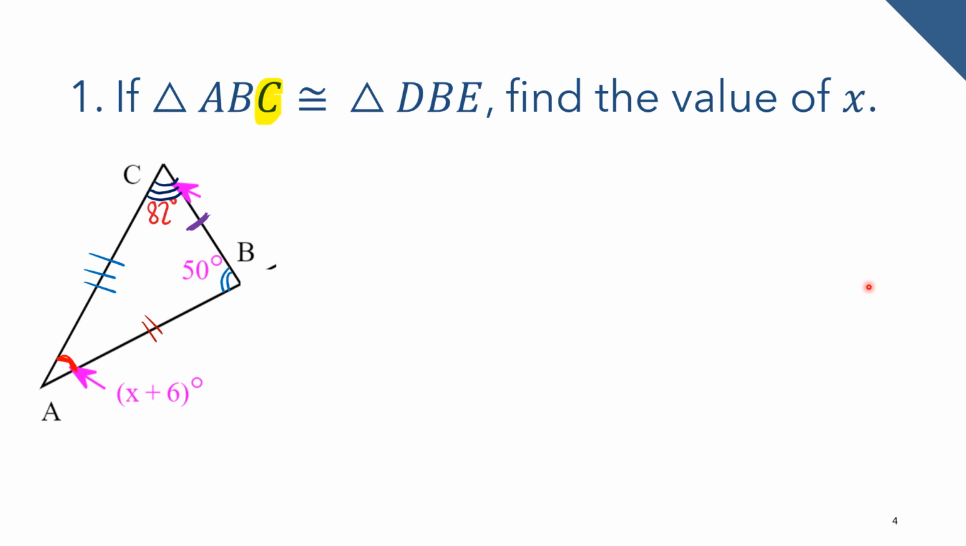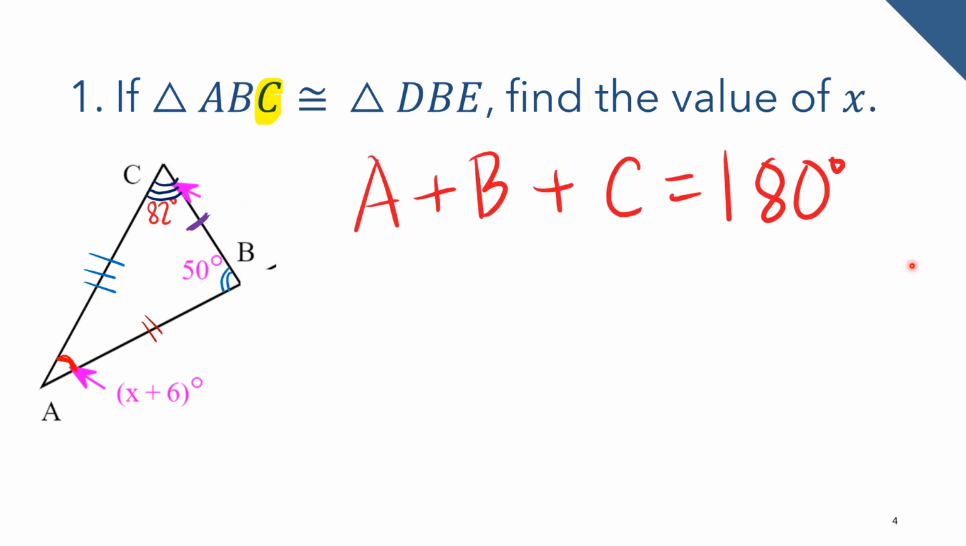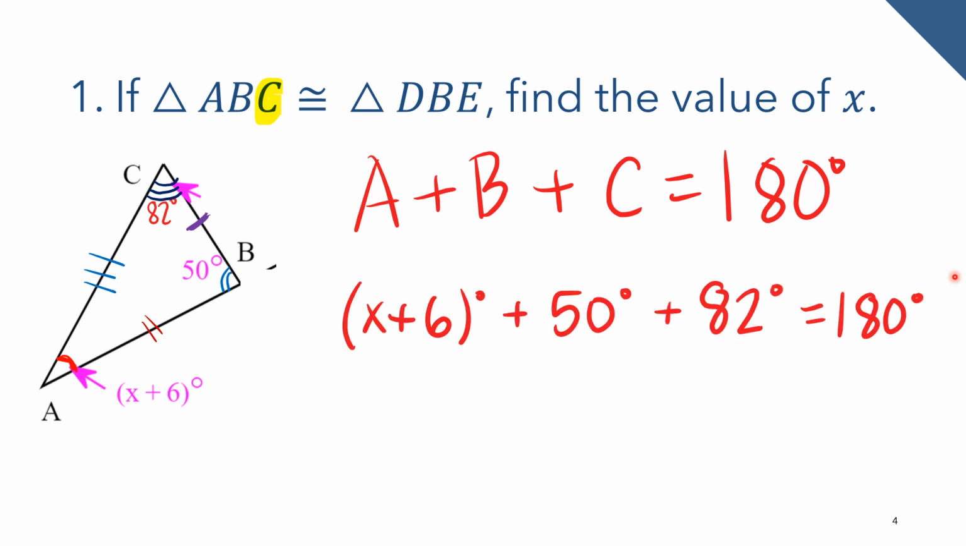Now, what do you know about the total? The angles of a triangle are supposed to add to what? In a triangle, all of the angles are supposed to add to 180 degrees, right? That means angle A plus angle B plus angle C must add to 180 degrees. Let's swap out what we know A, B, and C are. A is x plus 6, B is 50 degrees, C is 82 degrees. I'm just plugging those in.